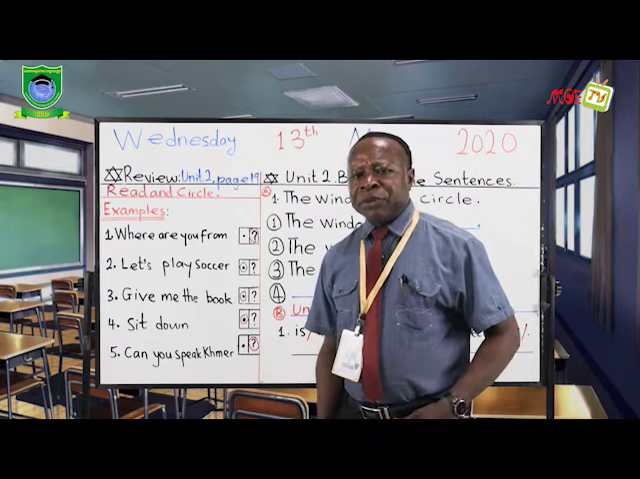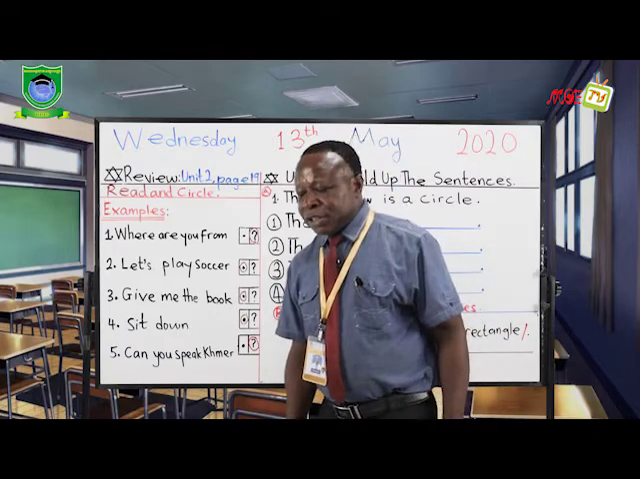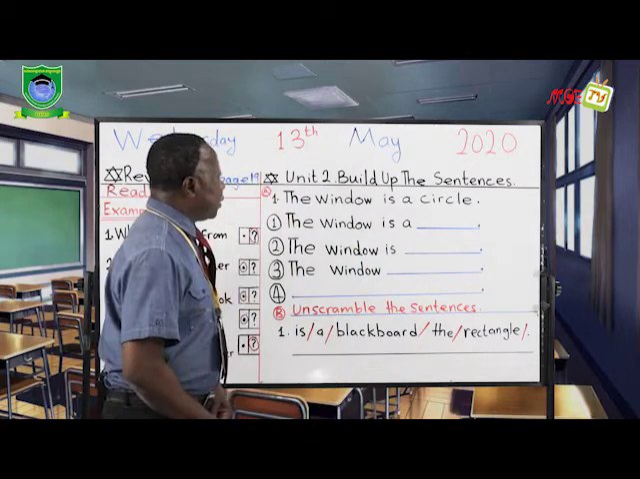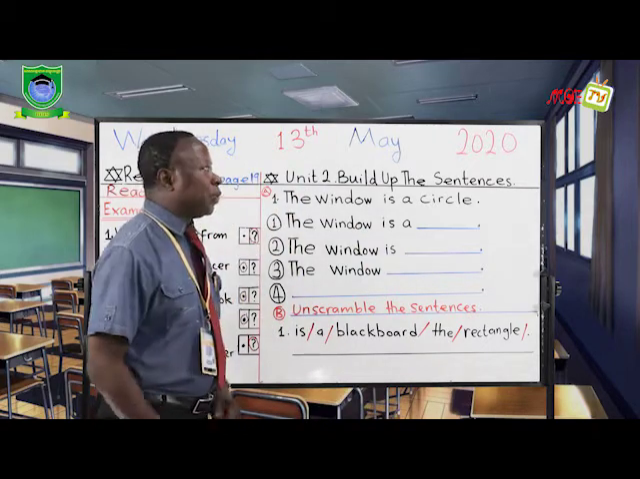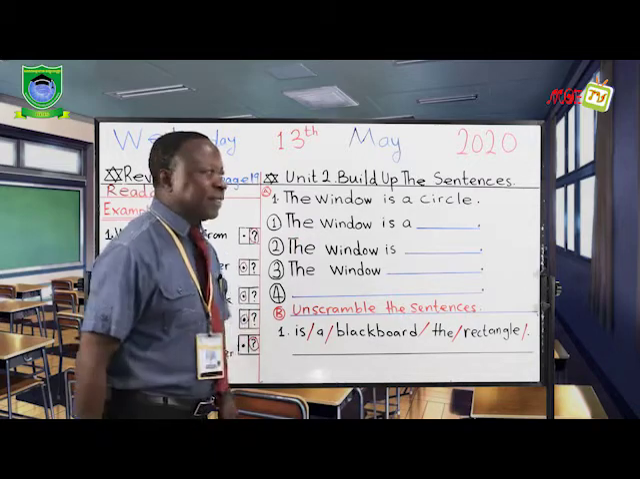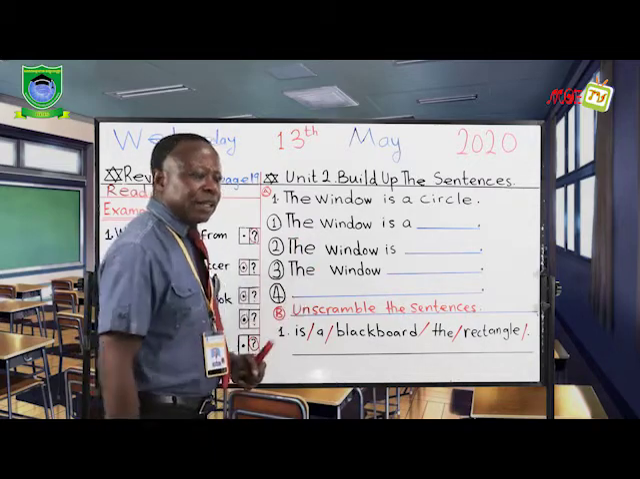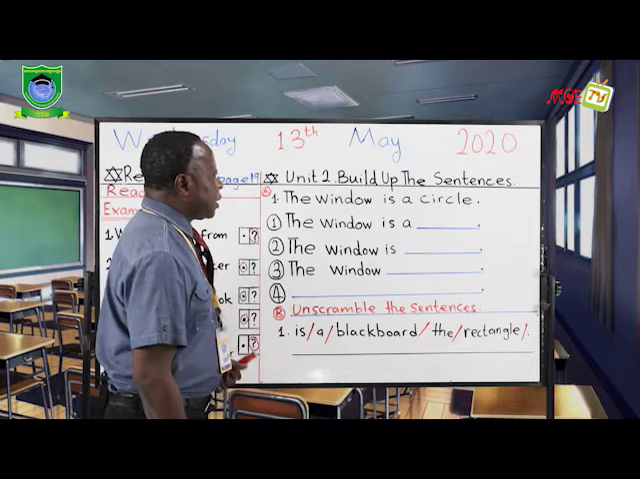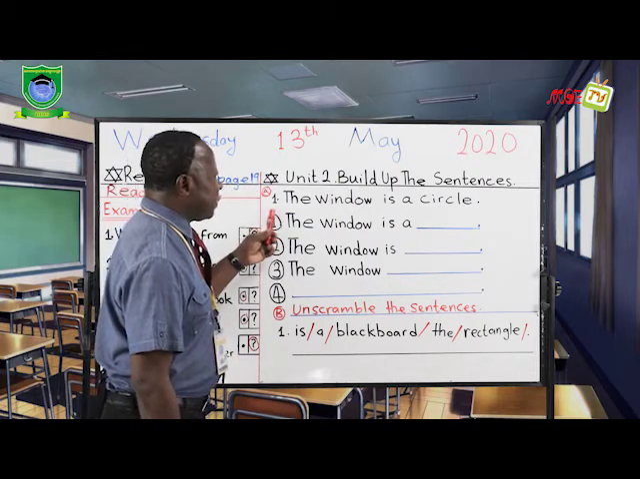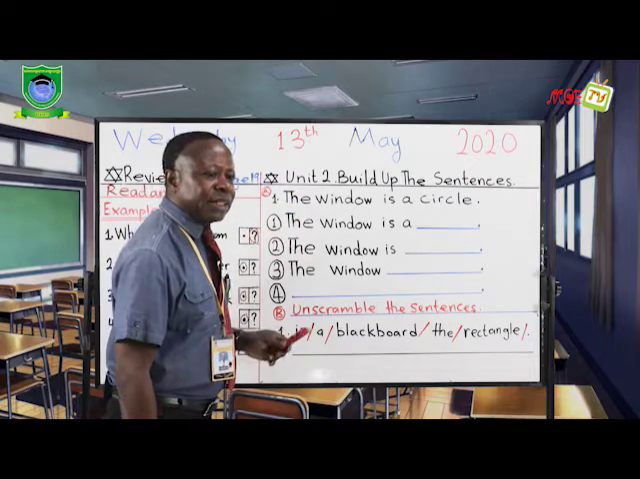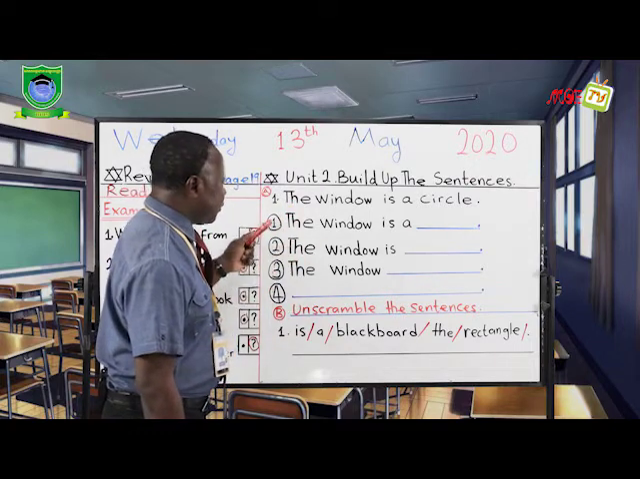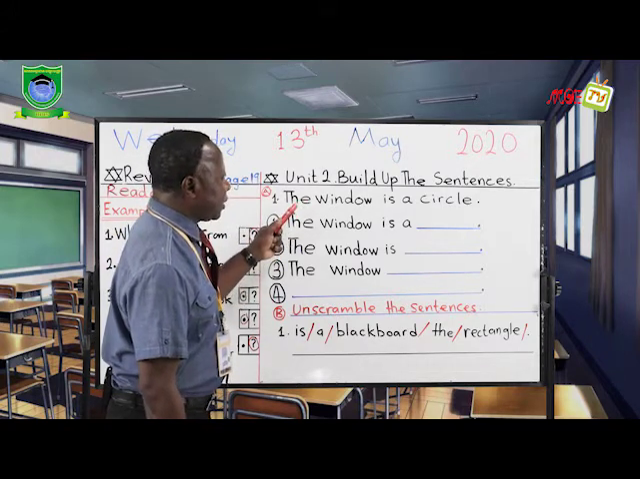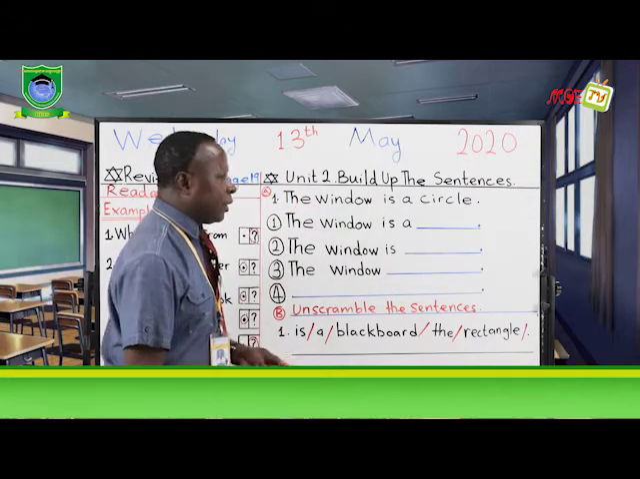So we will begin with our new lesson just now. Please pay attention and look on the whiteboard. The new lesson is at Unit 2: Build up the sentences. Pay attention and see how we are going to build up the sentences. Number one is the correct sentence. All the sentences from number one to number four should be the same as the first sentence, which is the window is a circle.